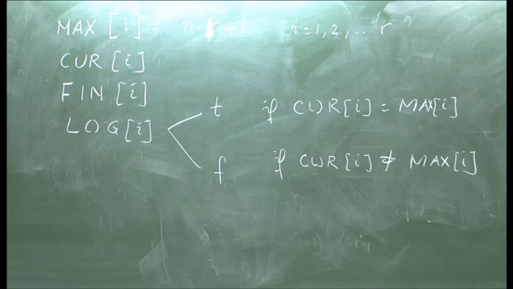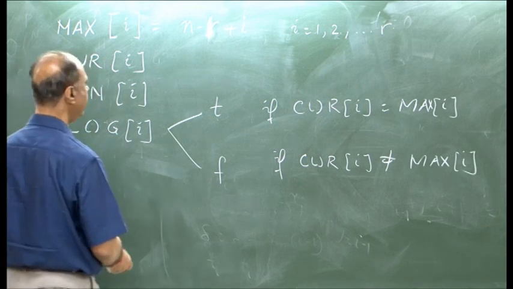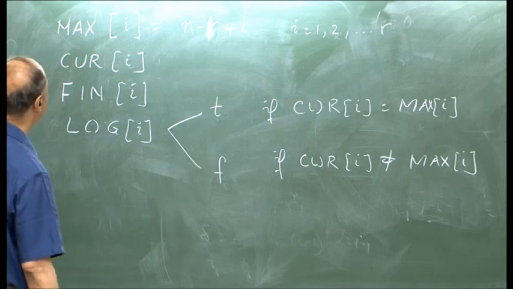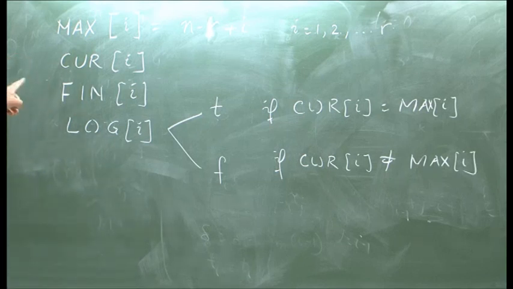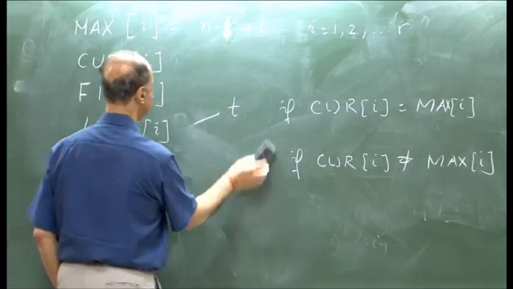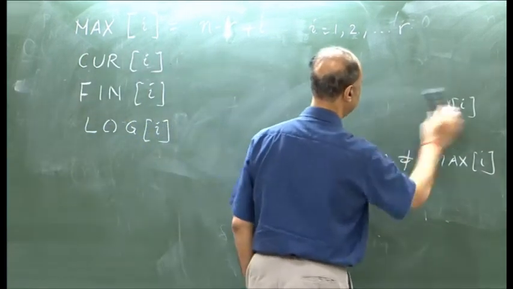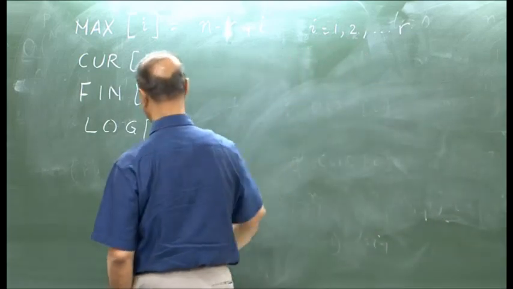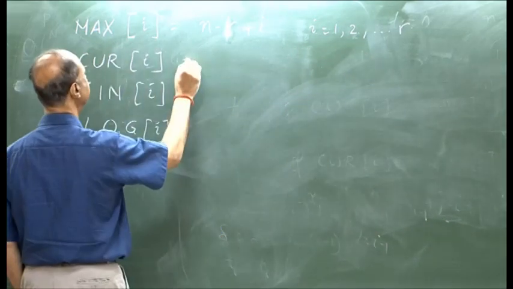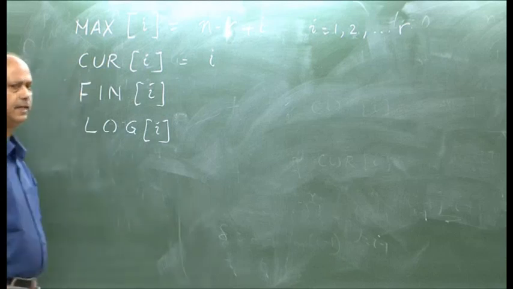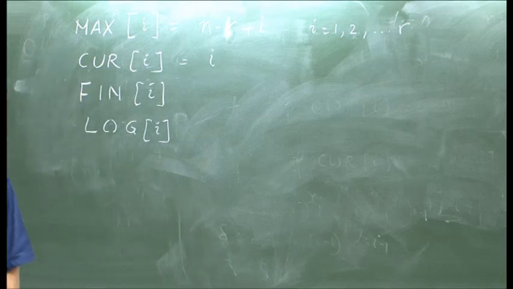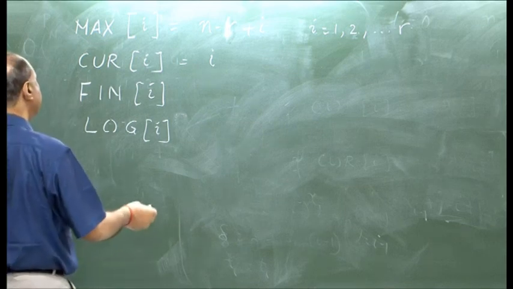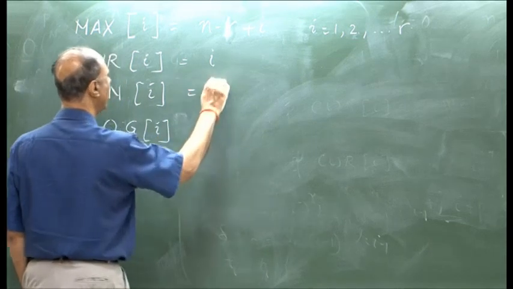Right, so these four arrays I need to design my algorithm. Initially, max I equals n minus r plus I. Current I is I, with 1, 2, 3, 4, 5, 6, 7, 8 up to R. And this also will be the final result, because you have to print once.